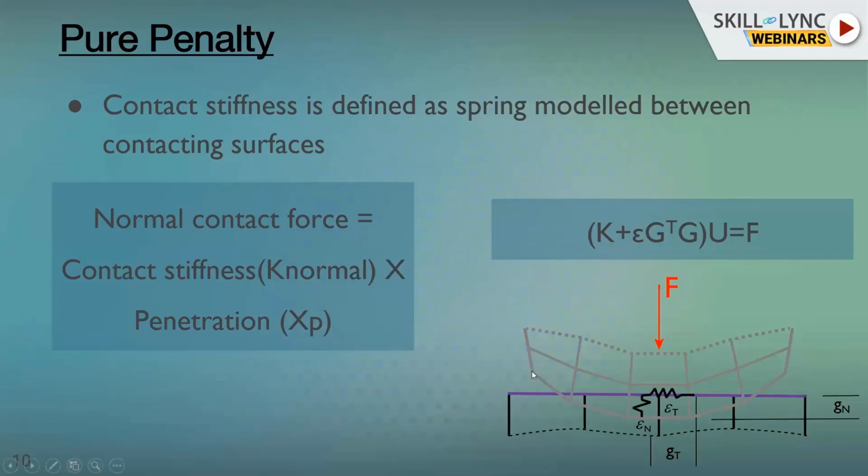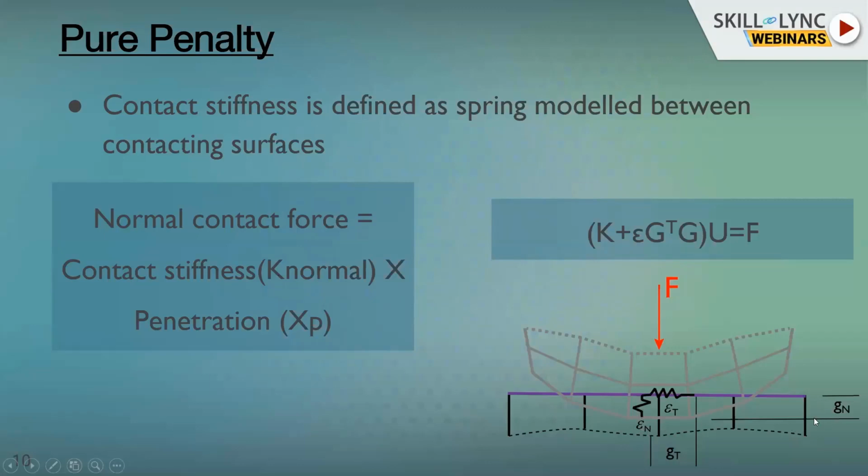If you look at this example, the gray body and the purple body, the pure penalty algorithm forms a spring with a stiffness based on the material properties of these two contacting bodies. So it considers the Young's modulus of those two bodies while calculating the contact stiffness, the K value. We'll keep this word, K normal. So it calculates the contact stiffness based on these properties.